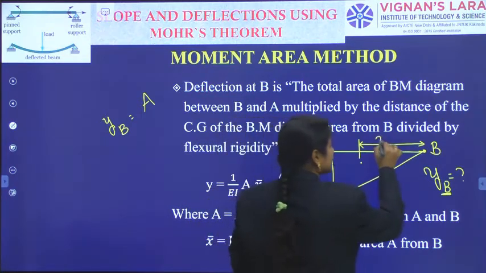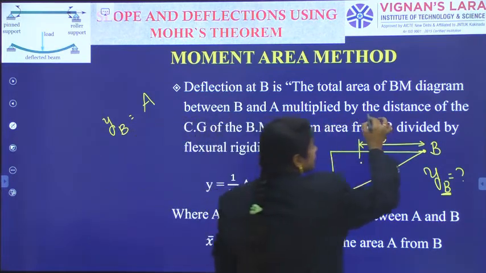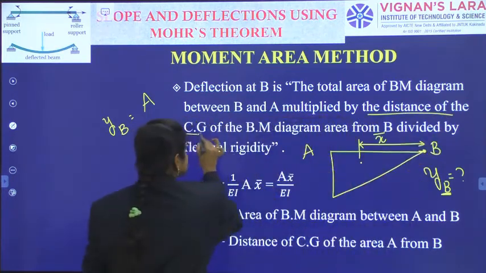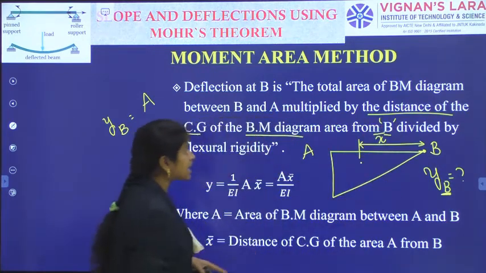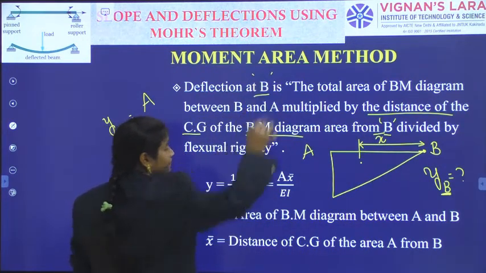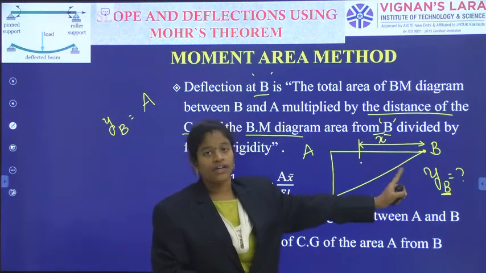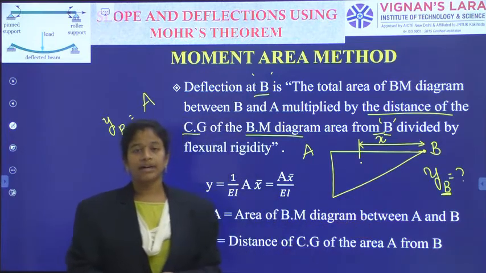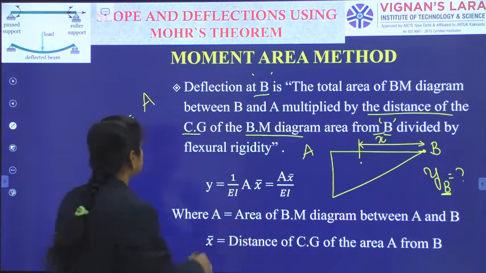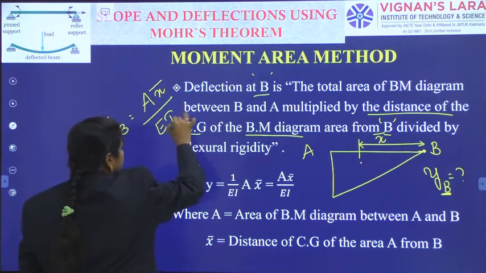That is x bar. So see here, it is multiplied by the distance of CG of the bending moment diagram from B. Okay, as I am calculating deflection at B. So at which point are you calculating the deflection? From that point, what is the distance to the center of gravity of the particular bending moment diagram area? Okay, that we will indicate as x bar, and it is wholly divided by E into I.